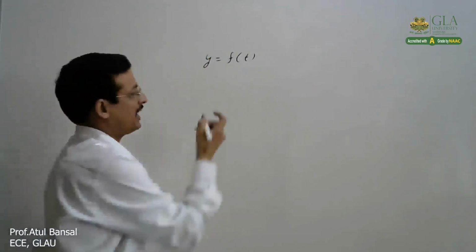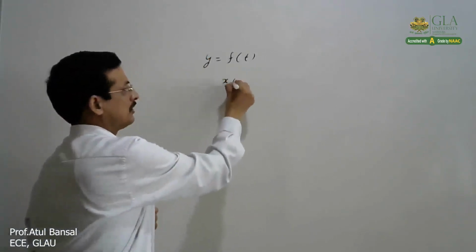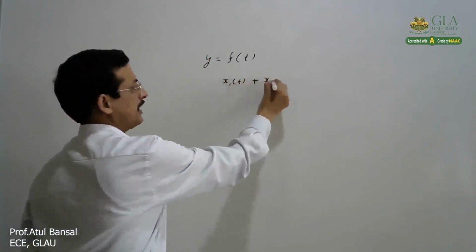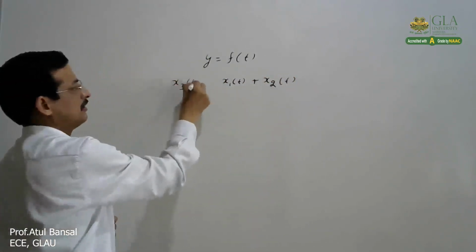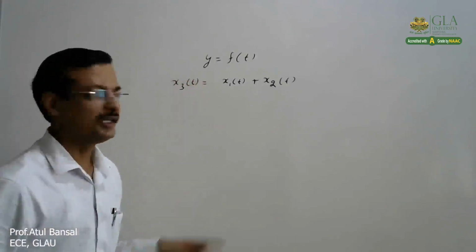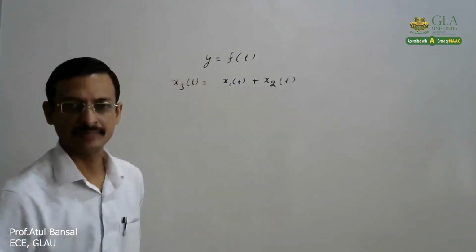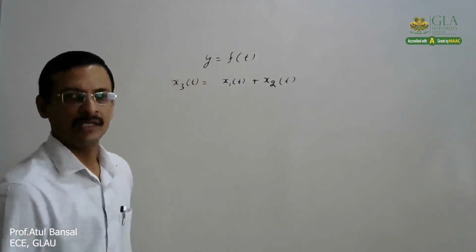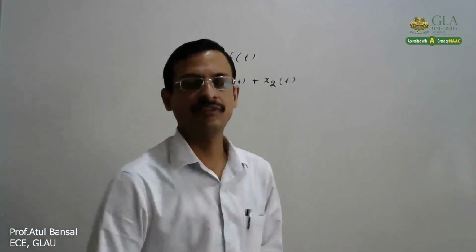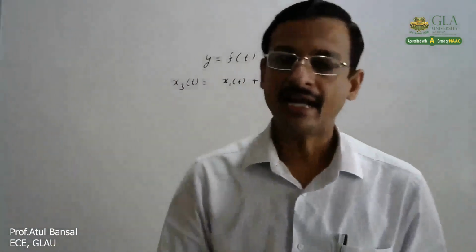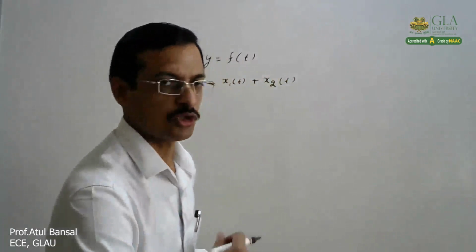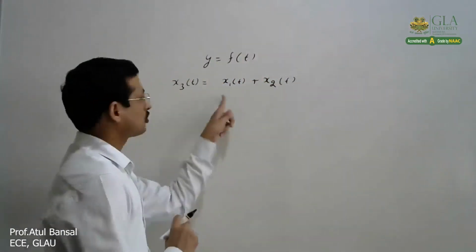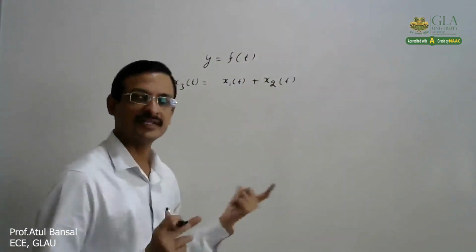Addition of signals means we have two signals, x1(t) and x2(t), and we want a third signal, x3(t), which is the addition of these two signals. Here these two signals will be added up at every instant of time. The magnitudes of the two signals get added and we get a new signal. So it is not necessary that the two signals are specified over the same range.